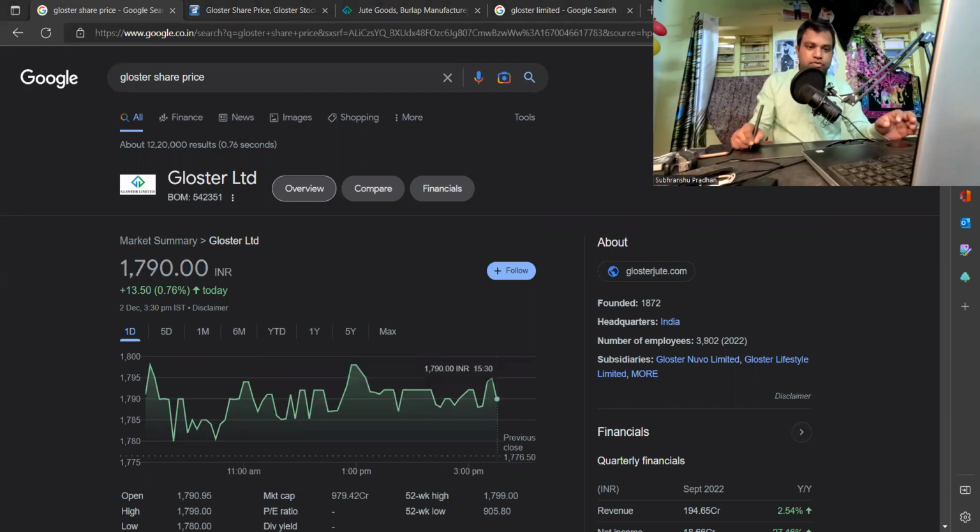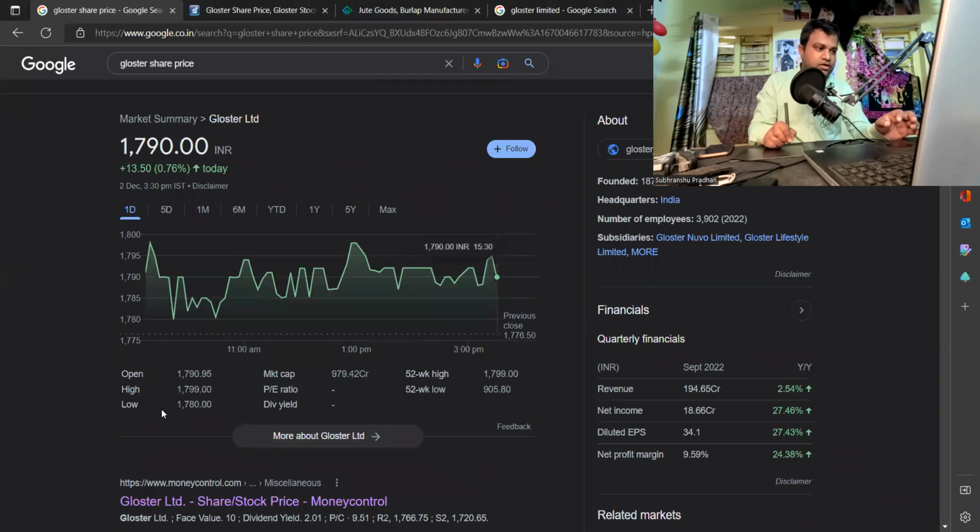If you see its 52 weeks high, it's 1799. So the price at which Gloster is trading, the current market price, is its 52 weeks high. The 52 weeks low was 905. That means you can say its price has doubled within a year.